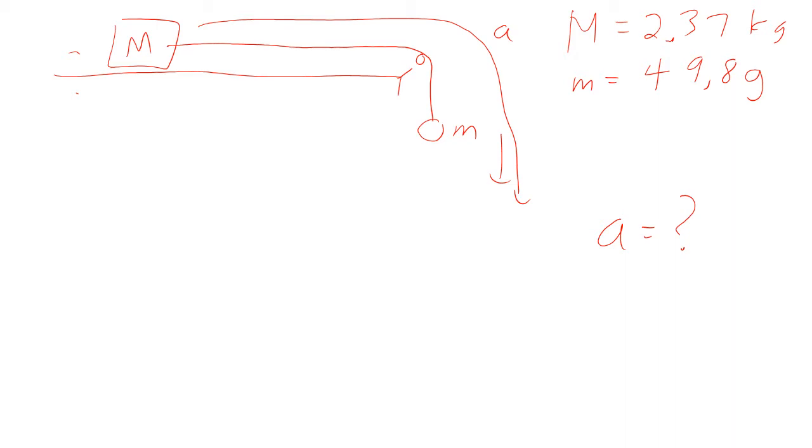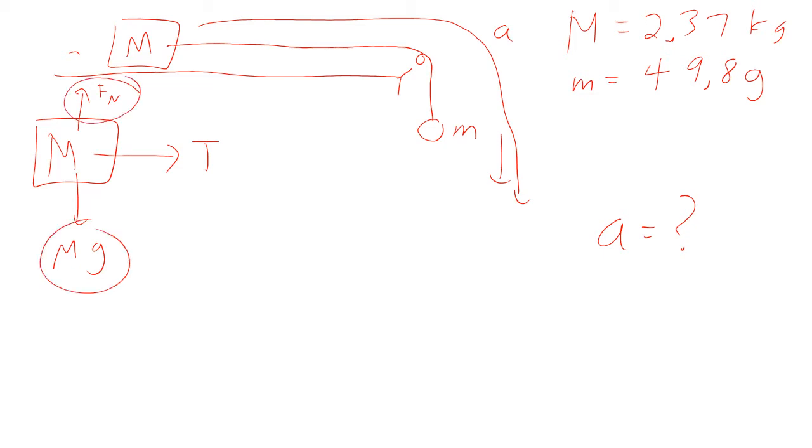Same way we always do this, free body diagrams. So for the big M here, we have the normal force pushing up, we have the weight pulling down, we have the tension pulling this way. Now these two cancel each other, and so the net force is just tension. So that is going to be equal to MA.